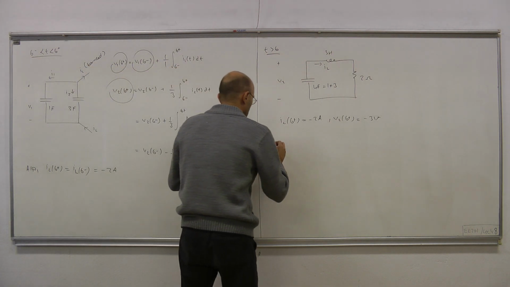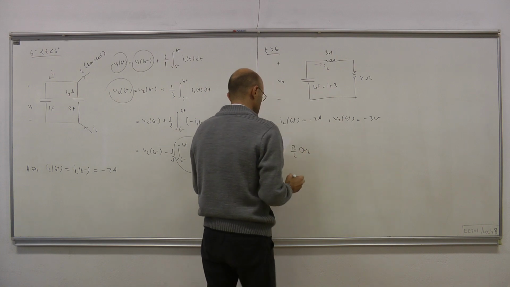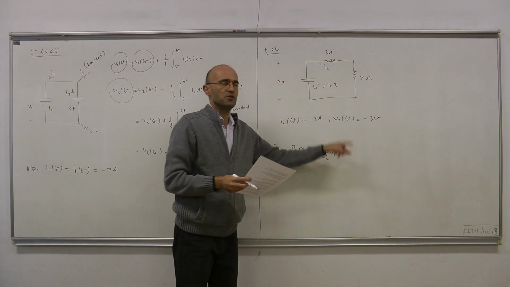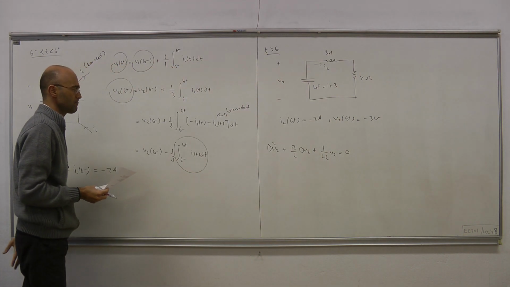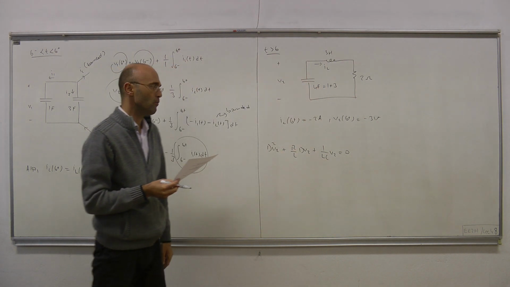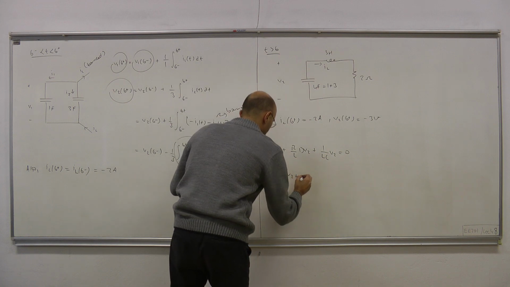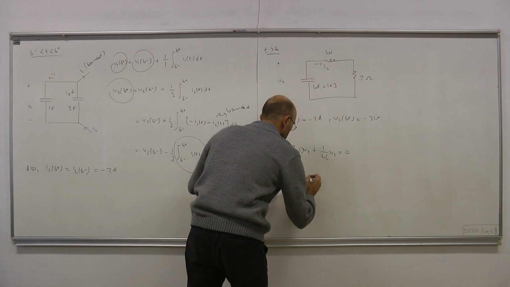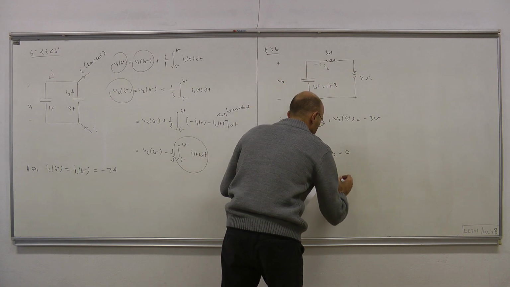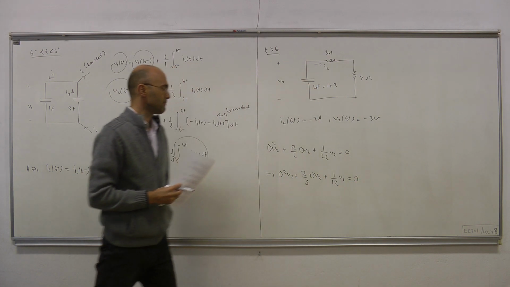So the differential equation is d²V2 plus 1 over LC V2 equals 0. The right hand side is 0 because we have no source in the circuit. And for the parameter values given, 3 Henry, 4 farads, and 2 ohms, this differential equation becomes d²V2 plus 2/3 dV2 plus 1/12 V2 equals 0.